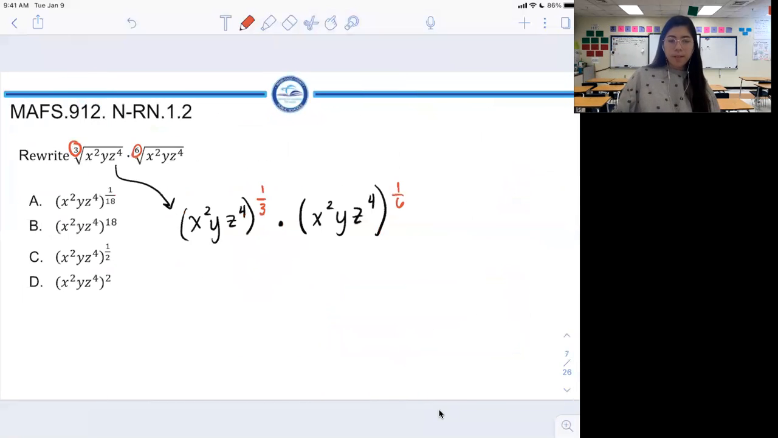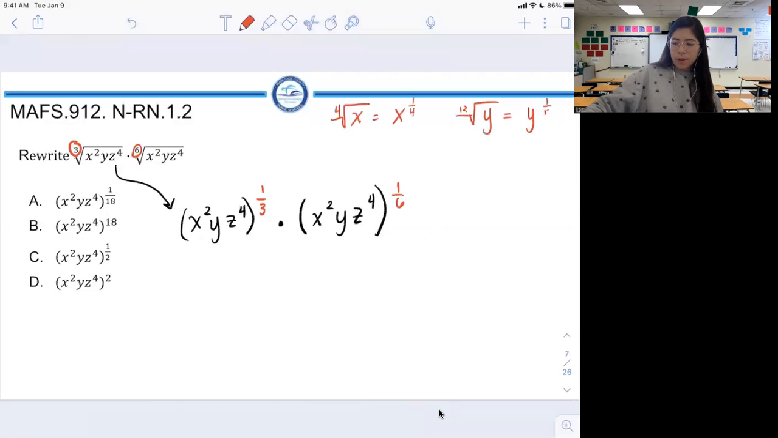So here, same thing. I have 3 on the outside, so that goes underneath. And everything on the inside is technically going to the power of 1 because it's just times itself. They're not multiplying by anything else. So I can rewrite it as 1/3. And that goes for any radical. Like the 4th root of x is x to the power of 1/4. The 12th root of y is y to the power of 1/12. That's just how the rule works, okay? So that's all we did first.